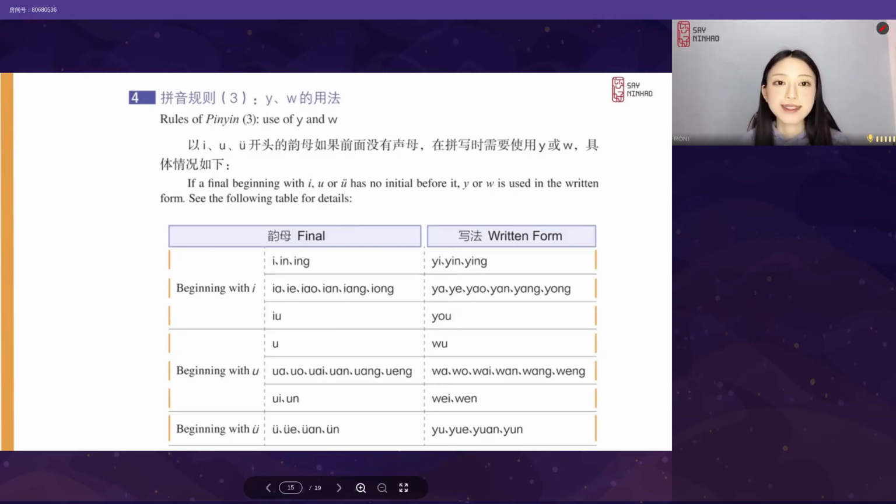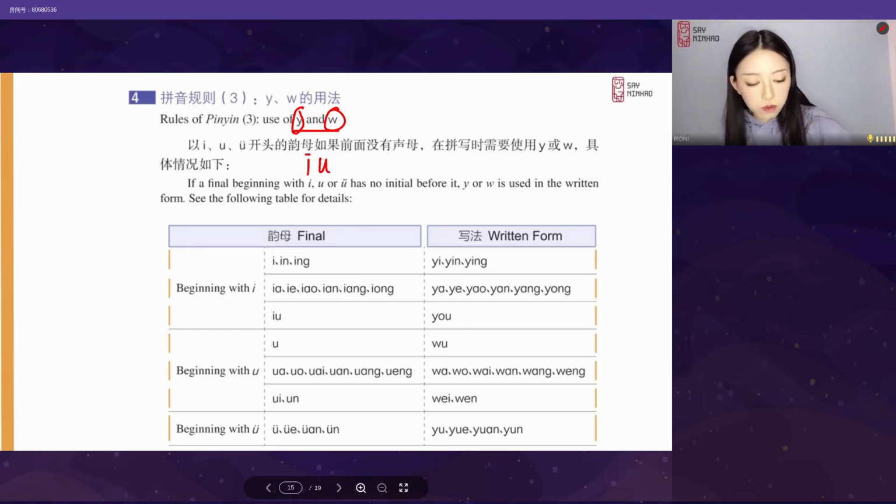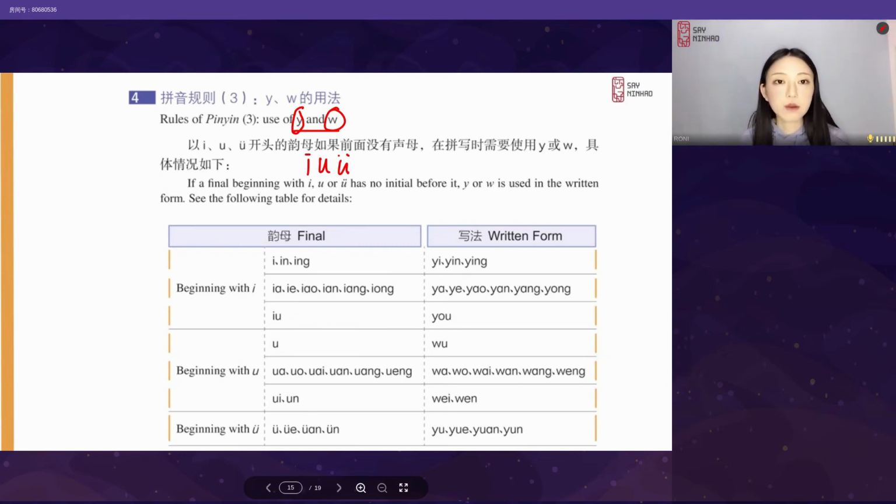The rules of pinyin. The use of these two initials, y and w. For this is y, for this is w. And the rule is like this. When the finals begin with i, u, ü, finals beginning with these three, when they have no initials but they can make a syllable, then we will put y and w before it, okay, when we're writing it.